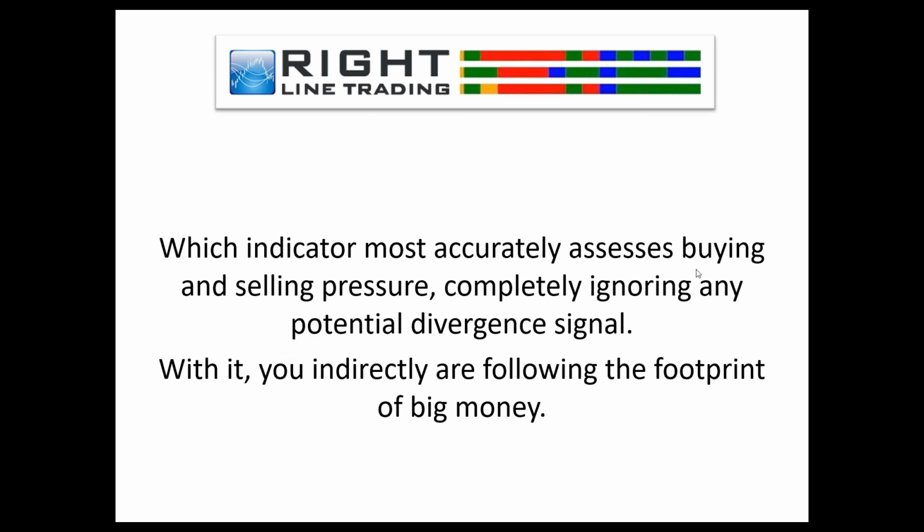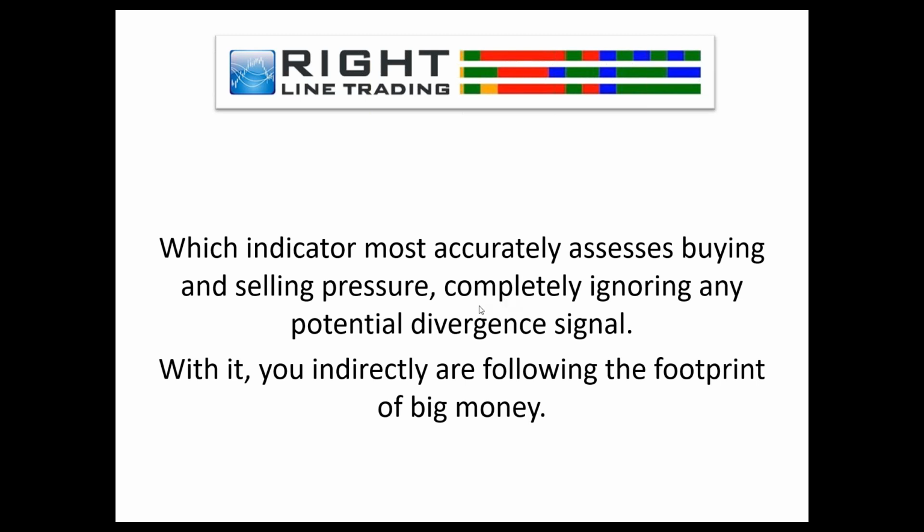Now, what I'm going to show you now is an indicator that assesses buying and selling pressure, ignoring any potential divergence signals. Now, when there's an amazing amount of buying pressure, it's always institutional money. When there is a tremendous amount of selling pressure, it's always institutional money. And that's what we're going to track. And that's what the Laguerre oscillator does.